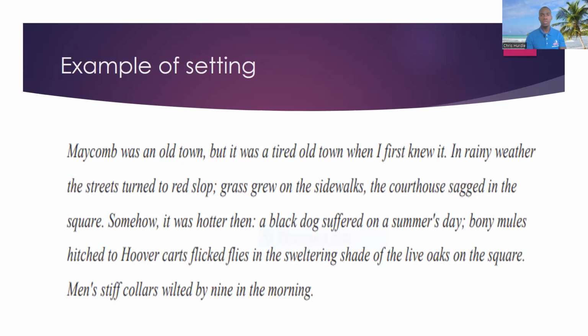Now, what I want you to do, I'm going to read it as well, but I want you to look at this, right? Look at this extract and imagine this particular town. Based on how it is described, I'm sure that you can visualize what this town would be like, right? So let's go. Maycomb was an old town, but it was a tired old town when I first knew it. In rainy weather, the streets turned to red slop. Grass grew on the sidewalks. The courthouse sagged in the square.